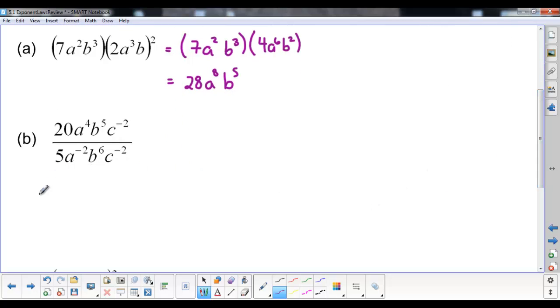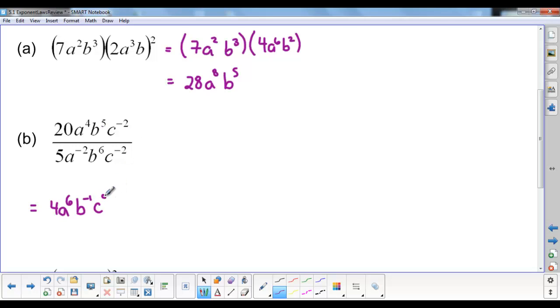Okay, moving on to question B. It's the same idea as multiplying. All you're doing is numbers divided by numbers and letters divided by letters. So 20 divided by 5 gives us 4. A to the power of 4 divided by a to the power of negative 2. Remember, when you're dividing, you keep the base and then subtract. So 4 take away a negative 2 gives us the power of 6. We'll keep the base b, and then the exponents, 5 take away 6. And then c, negative 2 take away negative 2 will give us to the power of 0.